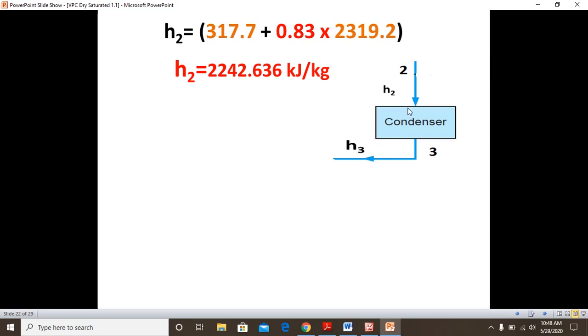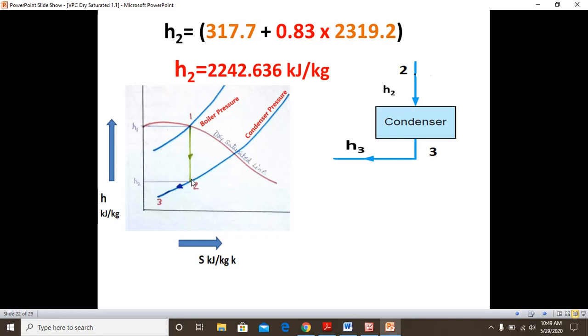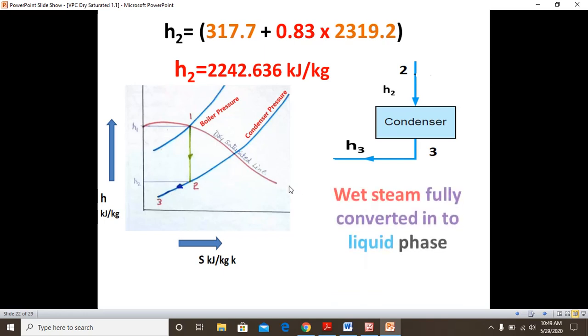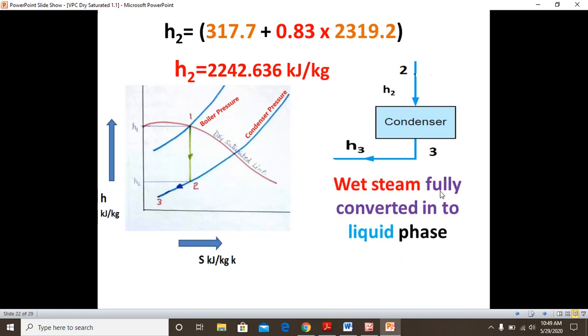That is, fluid enters the condenser. While it enters the condenser, it is condensed into the liquid phase. That means here it will be fully converted into the liquid phase. You see, if in this formula you put X value equal to 0, it will remain 317. Therefore, this is what happens in the Ph diagram. 2 to 3, see, 2 to 3 it is condensing. Therefore, your wet steam is fully converted into the liquid phase.